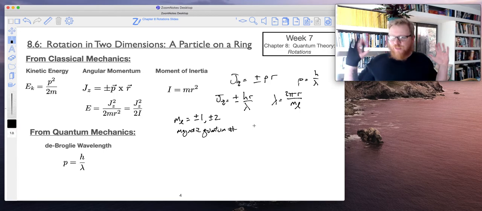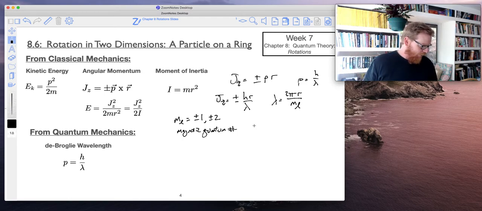But for now, this is as much as we can say is acceptable for this quantum number. Okay, so I think I might have a picture of that coming up.